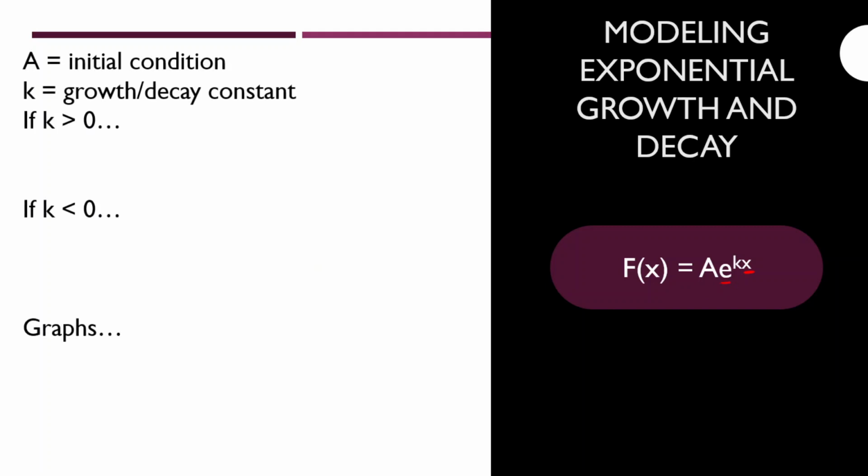Now the A is our initial condition. So that's what's happening when x is 0. And k is the growth or decay constant. So it'll be specific to the problem, whether we have bacteria that's doubling every so many hours or a radioactive element that's decaying with a half-life of so many years or whatever. But that k is a constant based on the specific problem.